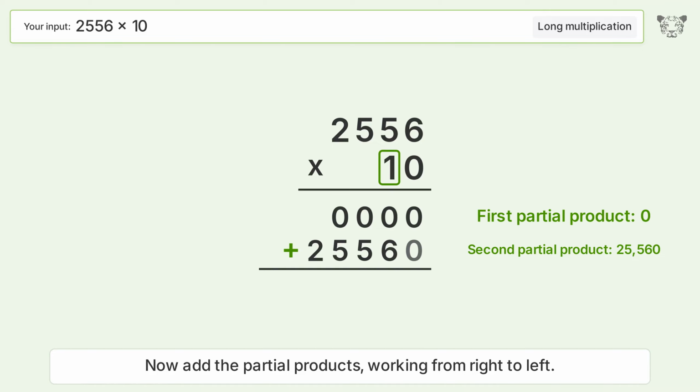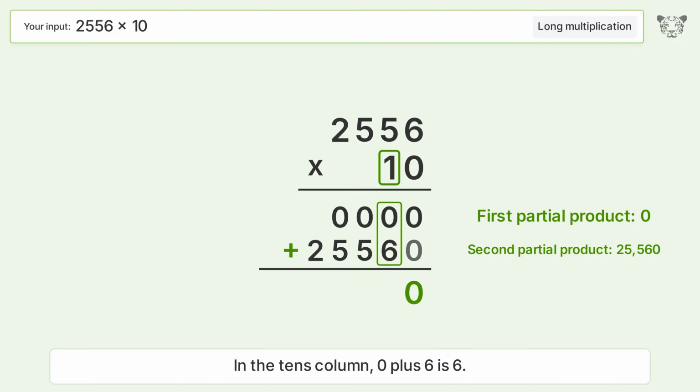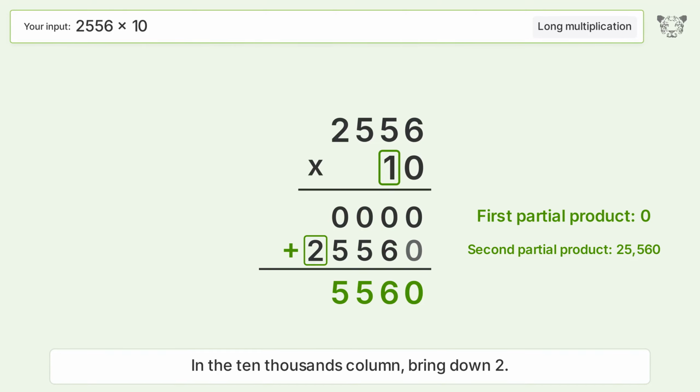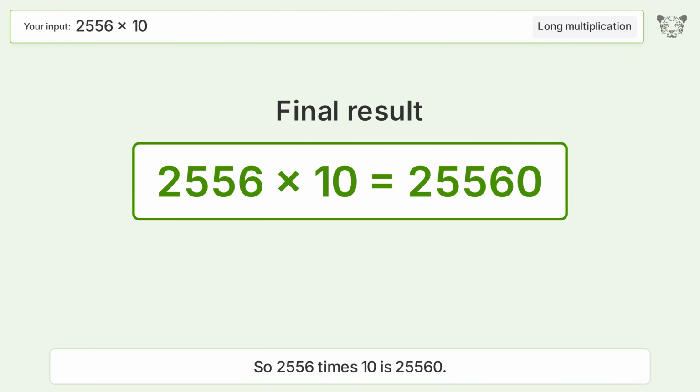Now add the partial products, working from right to left. In the ones column, 0 plus 0 is 0. In the tens column, 0 plus 6 is 6. In the hundreds column, 0 plus 5 is 5. In the thousands column, 0 plus 5 is 5. In the 10,000s column, bring down 2. The product of the whole numbers is 25,560. So 2,556 times 10 is 25,560.